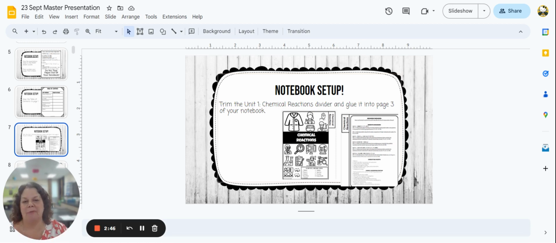Again, I hope this was helpful for you setting up your notebook. If you have any questions, please reach out. Or if you're unable to obtain a notebook for yourself, talk to Mr. Roweeder or myself and we can get one for you.